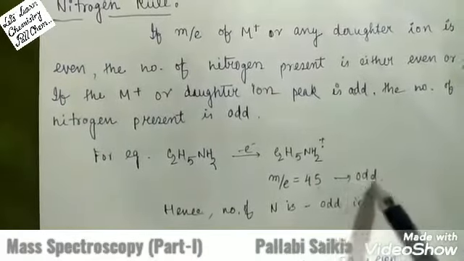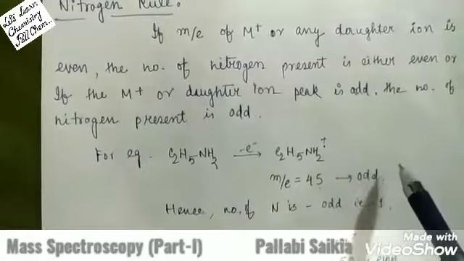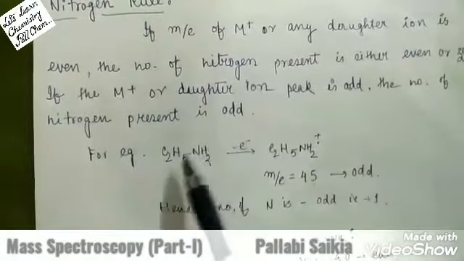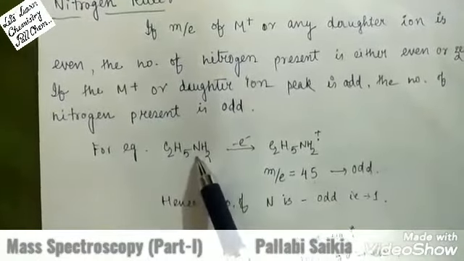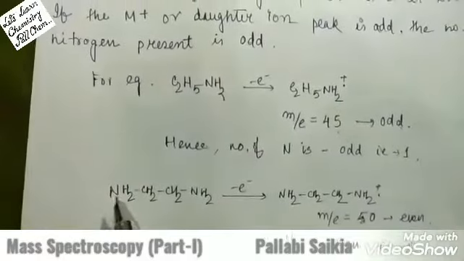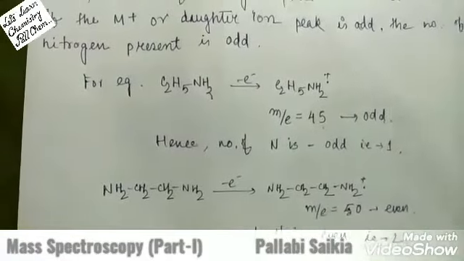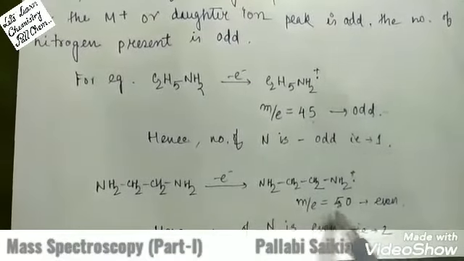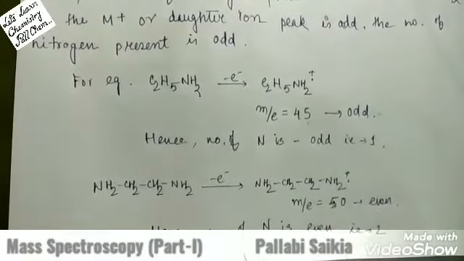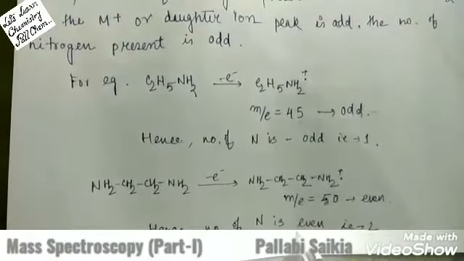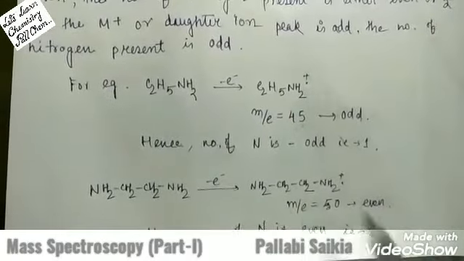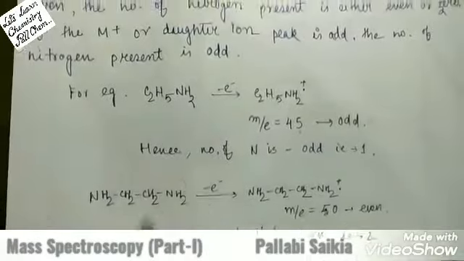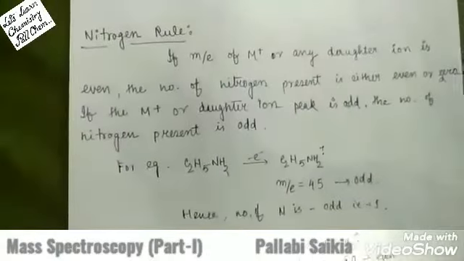So from here we can conclude that the molecule has an odd number of nitrogen, that is 1. Similarly, in this molecule, the molecular ion peak has m/e equal to 50, that is even. The number of nitrogen present is also even, that is 2. This is the nitrogen rule.